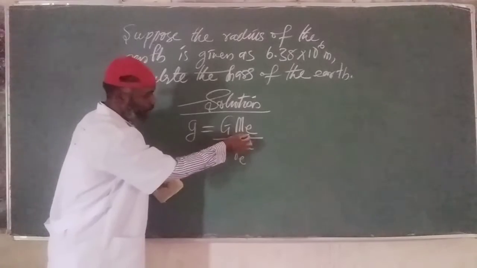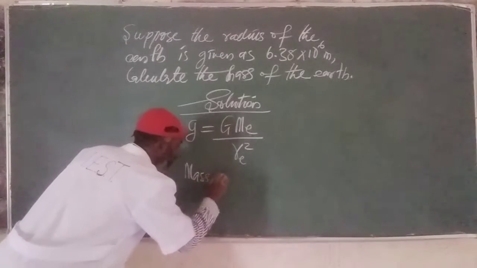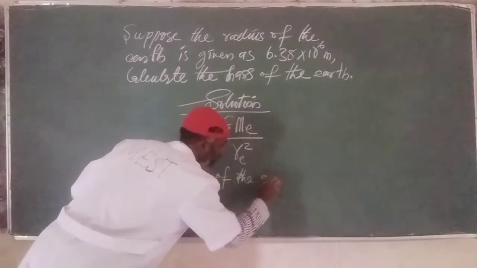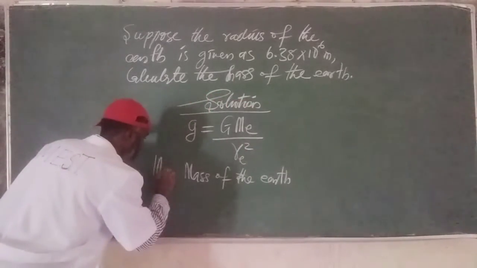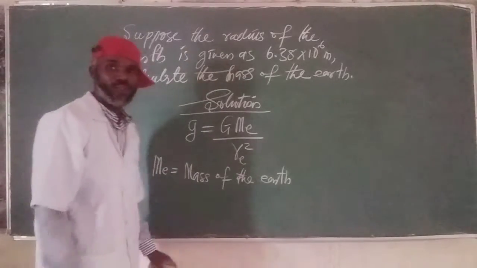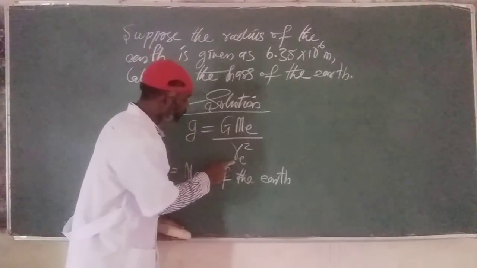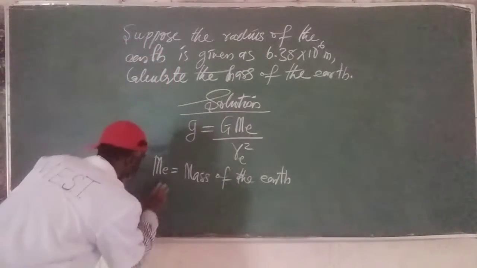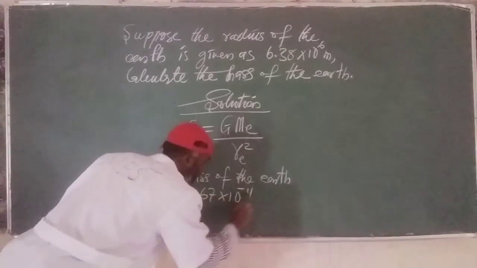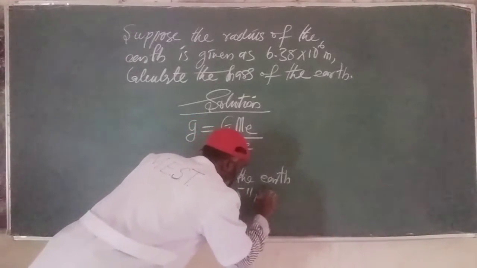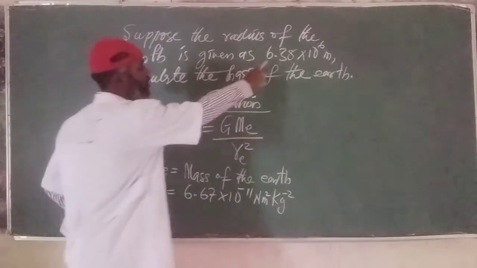ME stands for mass of the earth. So we know this, but look at it very well. We don't have G. We know the radius is given to us. So capital G is given as 6.67 times 10 raised to the power minus 11 Newton meter squared per kilogram squared. Of course, we have our radius here, RE.